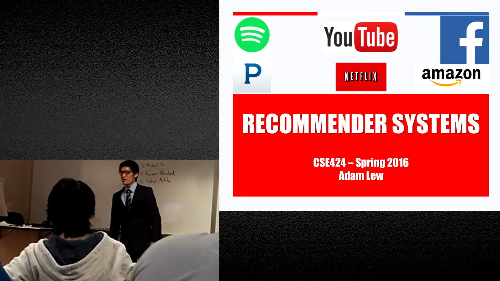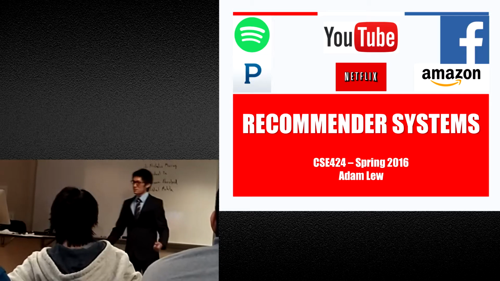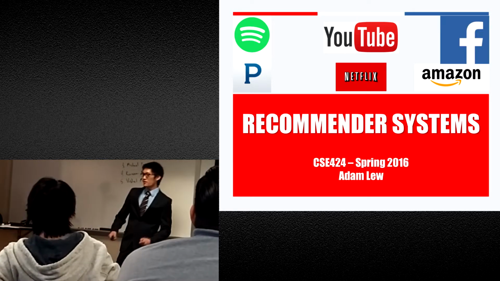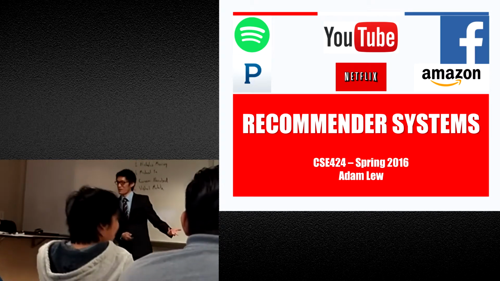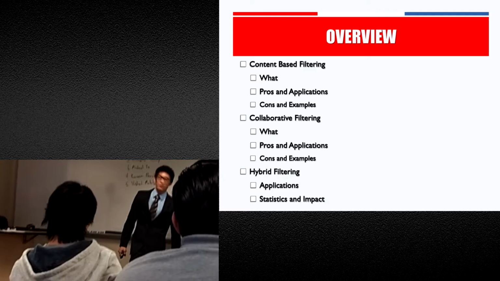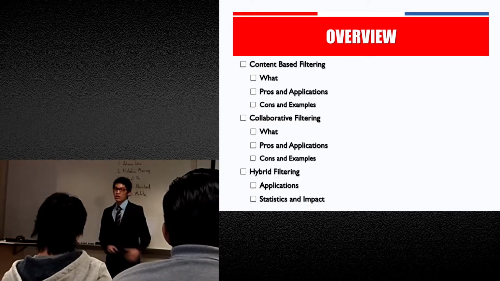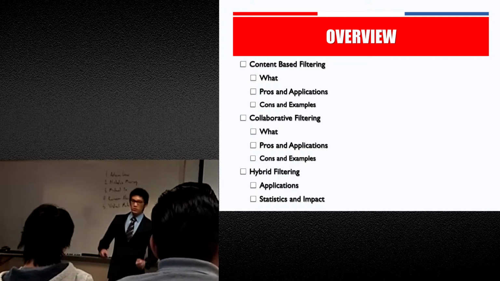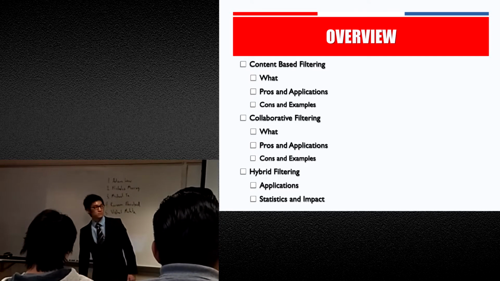My name is Adam Lew, and I'm trying to solve the question of why all these internet websites are so successful in what they do. And through many hours of research on the internet, I've come to the conclusion that it was recommender systems. Recommender systems are broken down into two major parts: content-based filtering and collaborative filtering, and put together you get hybrid filtering. We're going to be talking about what they do, how they work, and the pros and cons each one has.